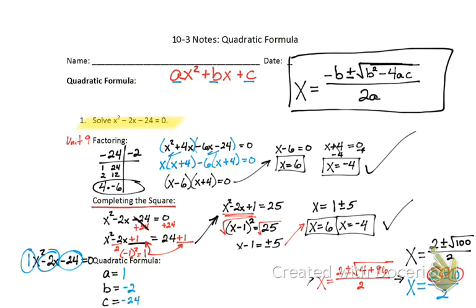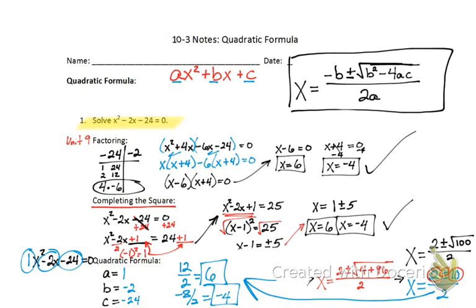I'm going to bring this in blue back over to here. So, 2 plus 10 is 12, and 12 divided by 2 is 6. So that's my one answer, x equals 6. The other answer is 2 minus 10, and 2 minus 10 is negative 8, and negative 8 divided by 2 is negative 4. Again, the same two answers as we got for either of the other two methods that we used.